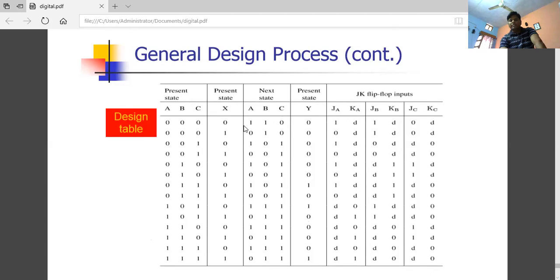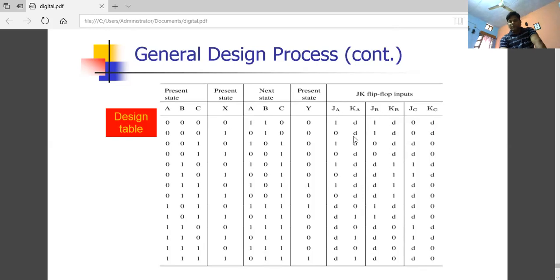Again, we have to fill in the corresponding JK flip-flop values. If the present state A changes, suppose from 0 to 1, what is the value of JK in the excitation table? When B goes from 0 to 1, what is the value of JBKB? When the present value of C is 0 and the corresponding next state is 0, what is the value of JCKC?